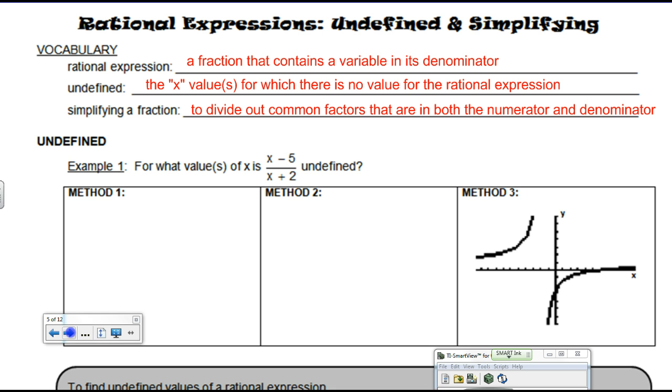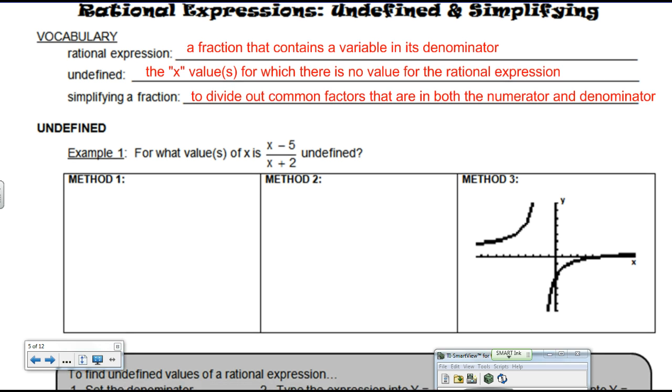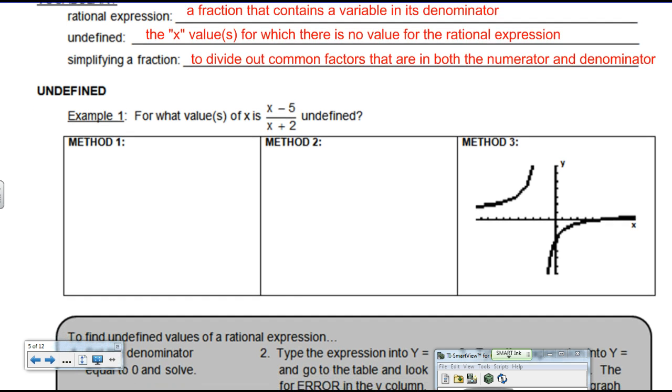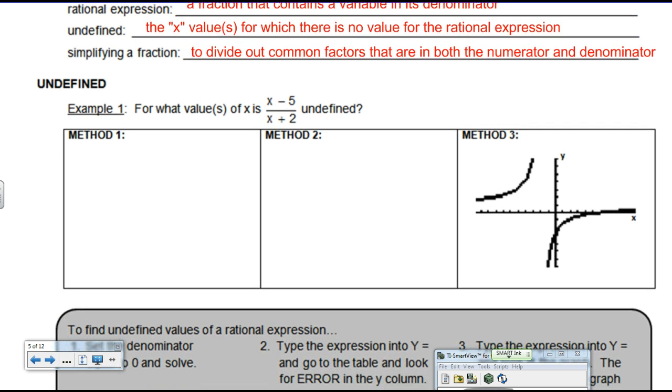All right, pause it if you need more time to write. All right, problem number 1. For what values of x is x minus 5 over x plus 2 undefined? So if you look below, I have some ways that you can figure this out.